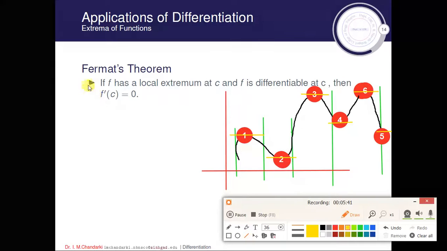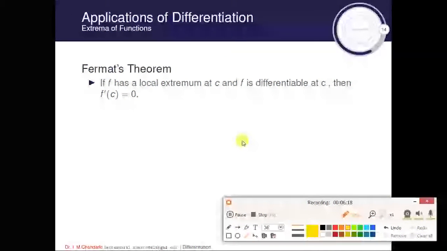Okay, so I hope you got the meaning of Fermat's theorem. So what is Fermat's theorem? Simply saying, if you have local extrema at some point C, maybe 1, 2, 3, 4, 5 and so on, or maybe 1.5, 2.5, 3.5, then if f has local extrema, definitely at those points C you will find that the value of f dash of C is equal to 0. That is simply the meaning of Fermat's theorem. So let me clear it out, and let us go for the next figure.